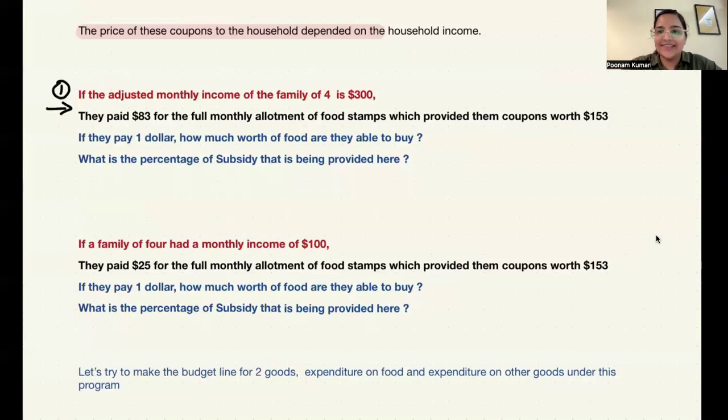Okay, ma'am. Ma'am, could you repeat the question? My question is, they were paying $83 and they were getting items worth 153, right? So now if they pay $1, how much amount worth of food will they be able to buy? Ma'am, 1.84. So how do you do that? Ma'am, 153 divided by 83. So are we okay with how we have done this? Yes, ma'am. So what was the number, Anshika? 1 point?